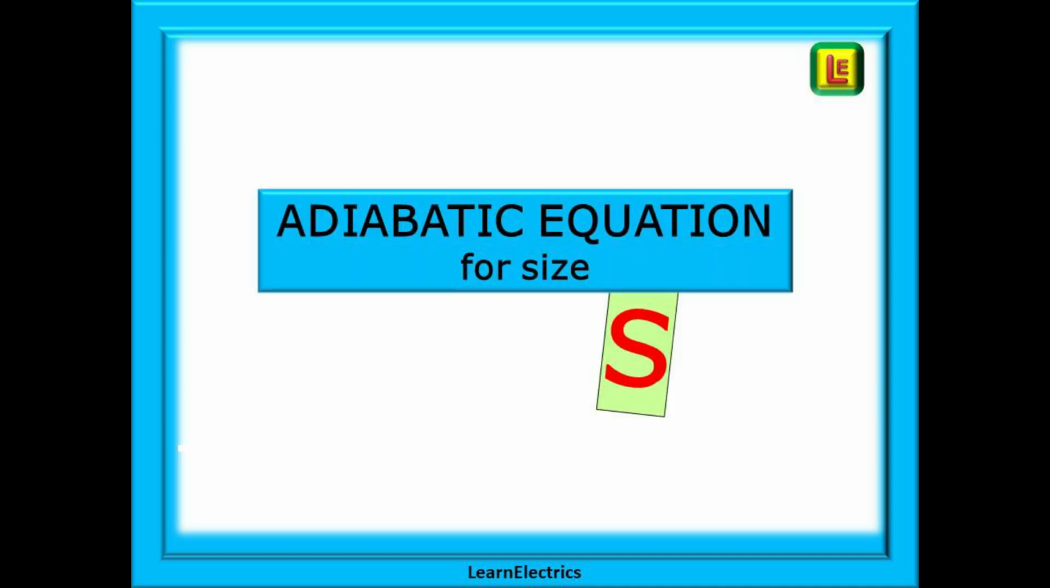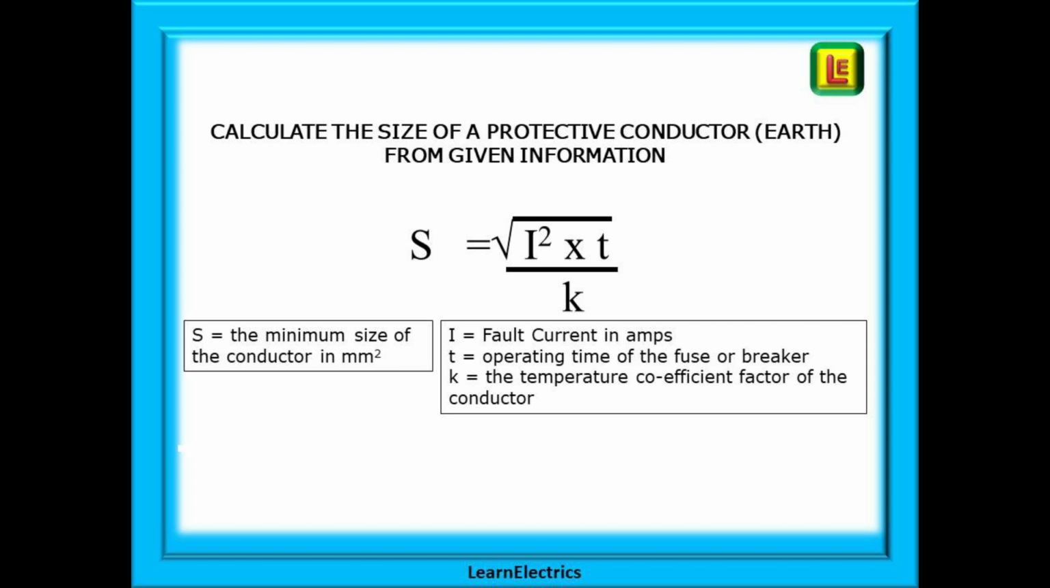We can start with the Adiabatic equation for the size of protective conductor, the earth. You want the equation that starts with S equals, S for size. This is the equation. S equals the square root of I squared times T divided by K. Below the formula are the descriptions of what each letter means. In the exam, the question will give you the numbers to use or enough information to easily work it out. Remember, you only have 2 minutes per question, so they can't make it too hard for you. If you can find the correct formula, you can answer the question.